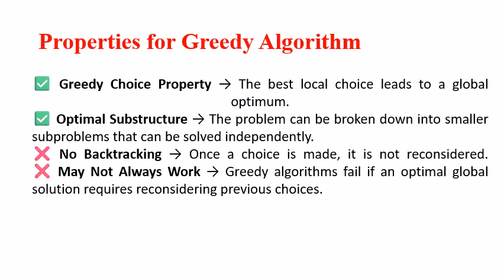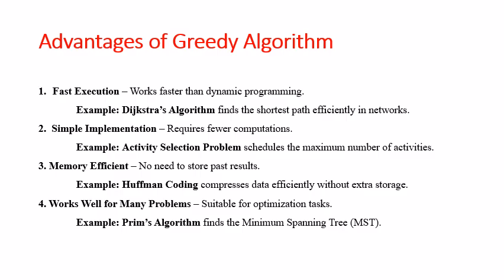Okay, next. What are the advantages of the greedy algorithm? We can see fast execution. Why fast execution? Because at every decision point we are not trying all combinations. Whatever choice we feel is optimal, we just go with that. So that's why it works fast. Dijkstra's algorithm is an example. We will discuss that in the coming classes.